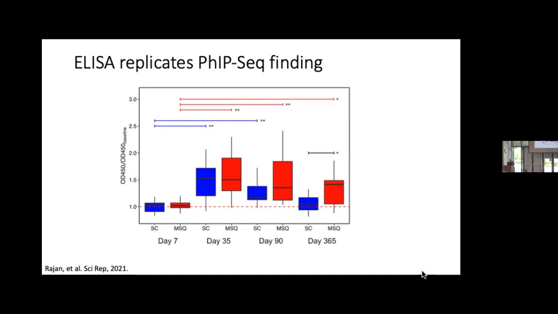And what you can see here is that using a completely separate immunological assay, I basically got the same result, which is that the two groups look pretty similar at day 7, 35, and 90. But by a year post-infection, there's persistent reactivity in the mosquito-infected group, while the subcutaneously infected group has pretty much returned to baseline, or similar to day 7.